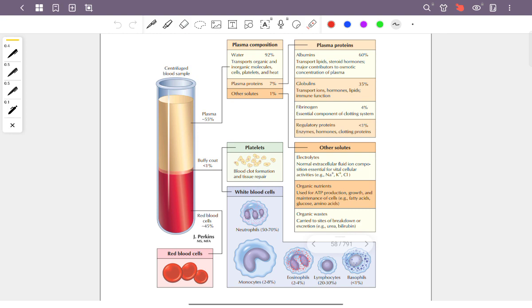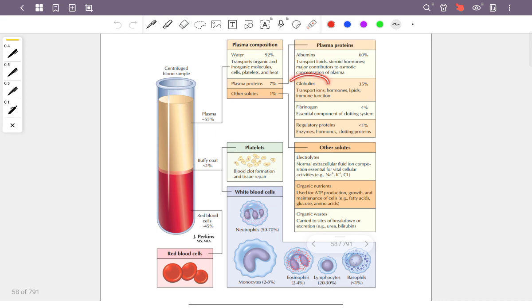So what is the plasma protein? There are numerous plasma proteins. Albumin, which is 60%, is present inside the plasma in the larger portion. It transports lipids and steroid hormones and is a major contributor to the osmotic concentration of the plasma. So the main plasma protein you have to remember is albumin, which is 60%.